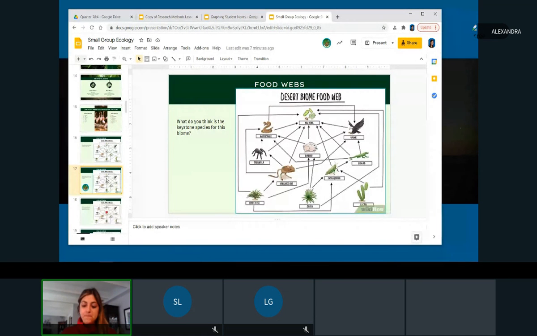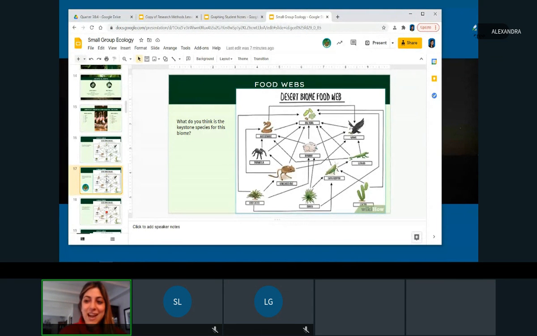Good. Rabbits eat plants. Good. Okay, so if the rabbit doesn't have grass to eat, then it can't live, it can't exist. And if they don't exist, then the hawks have nothing to eat. Good.